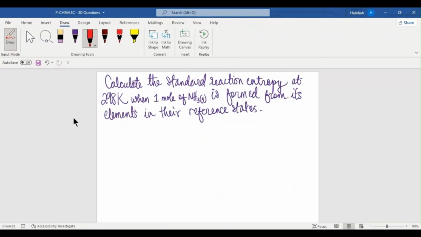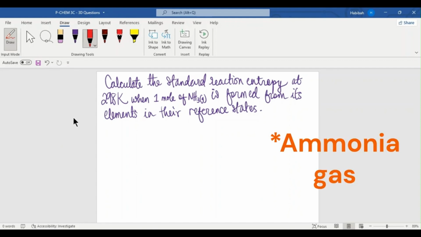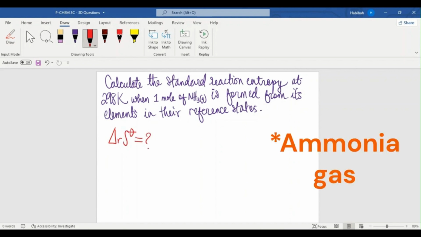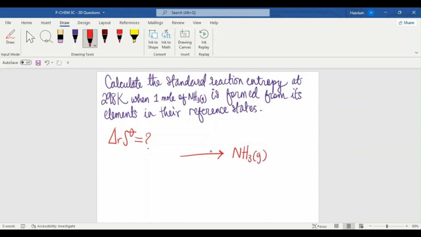Salam and welcome everyone. So today we're asked to solve the question on the screen that says, calculate the standard reaction entropy at 298 kelvins when 1 mole of nitrogen gas is formed from its elements in their reference states. So the first thing you have to note is that you're asked to calculate the standard reaction entropy at 298 Kelvin when 1 mole of NH3 gas, which is simply ammonia, is formed from its elements. I apologize, not nitrogen, NH3.